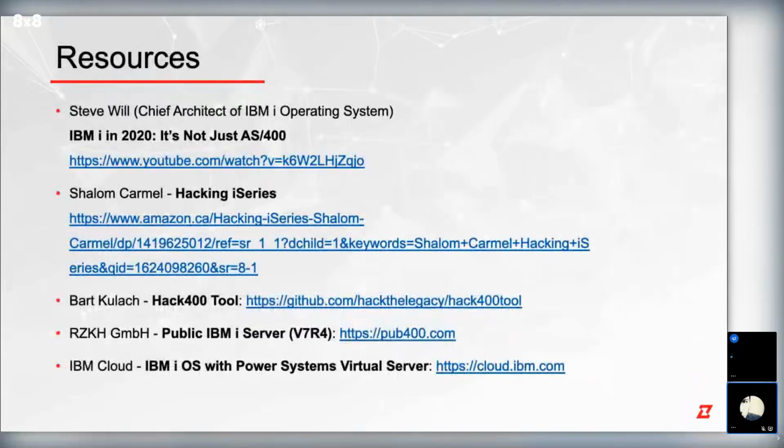Here are some interesting resources partly used for the presentation. That's Bart's link to his Hack400 tool that you can use to assess if your system is vulnerable to privilege escalation. RZKH is that company's freely accessible Pub400 AS400 system, and they do have a paid-for service where you can get full system access. And then there's the IBM Cloud, which you can use to do your research.